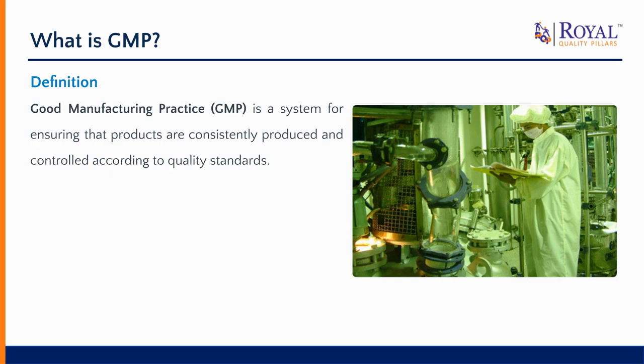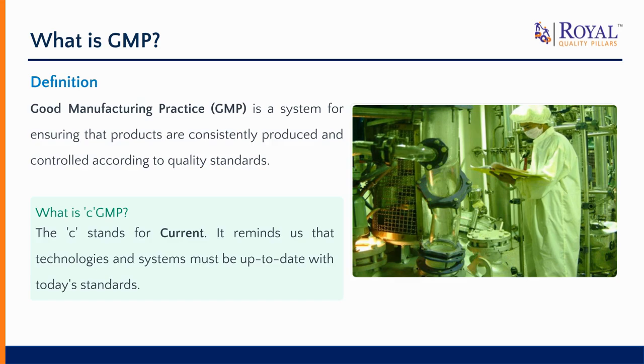Let's start with the absolute basic question. What is GMP? Good manufacturing practice, GMP, is a system for ensuring that products are consistently produced and controlled according to quality standards. Don't just memorize the book definition. Understand it. It is the system that ensures every single tablet in a batch is the same quality.